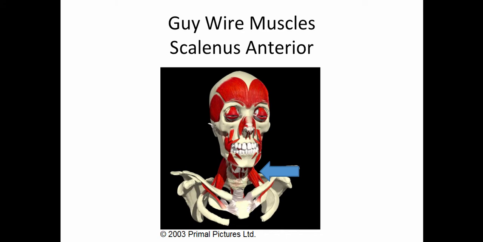In this photo, you can see the scalenus anterior. And this muscle is actually a deep neck flexor, and we'll be talking about how in the forward head posture, this muscle becomes shortened.